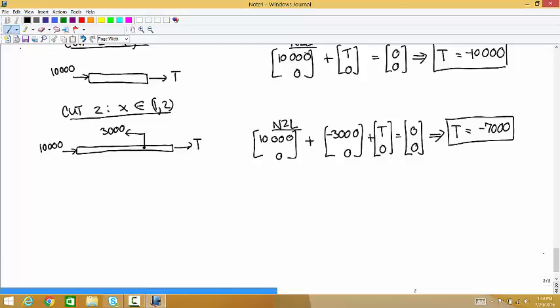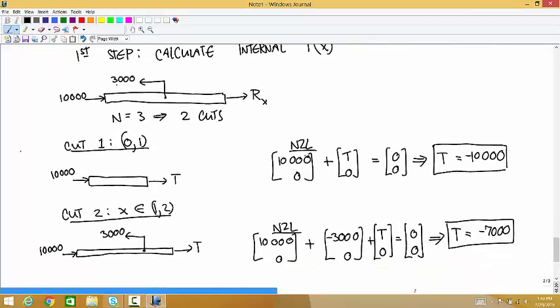Yes? But is it possible to get compression in the first half and tension in the second half? Yes, it is. If this 3,000 had been 20,000, we would have had an internal tension of negative 10,000 on the first half, and on the second half we would have had an internal tension of 10,000. So yeah, it is.